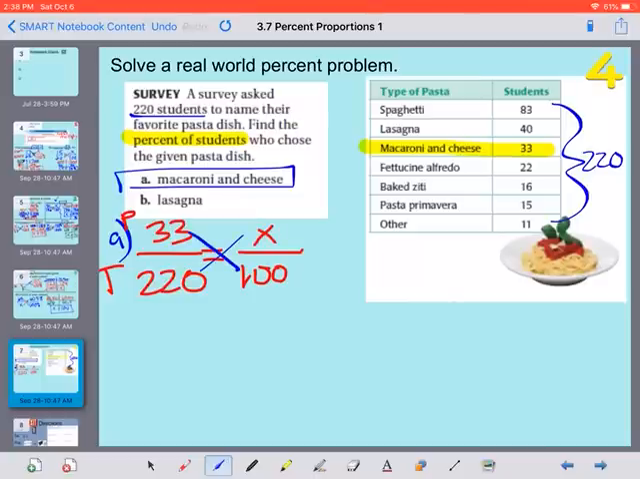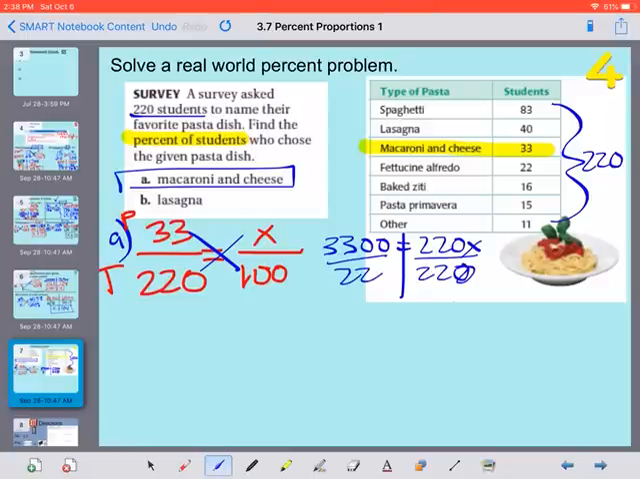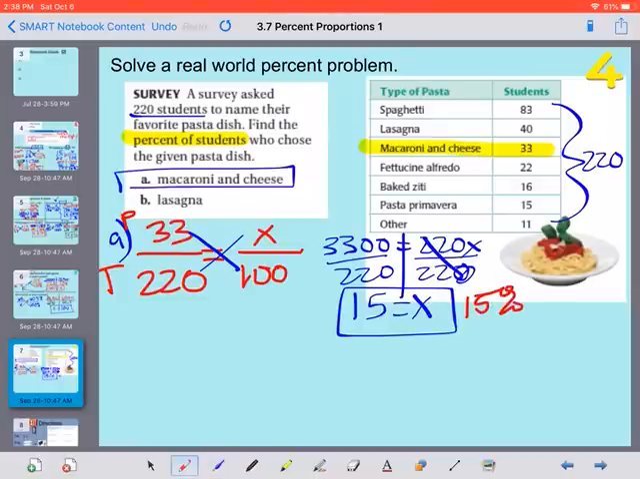So we're going to cross multiply. 33 times 100 is 3,300, equal to 220x. Divide by 220. So 3,300 divided by 220 gives us 15. So they were asking for what percent of the students. So this would be 15% of the students chose macaroni and cheese.